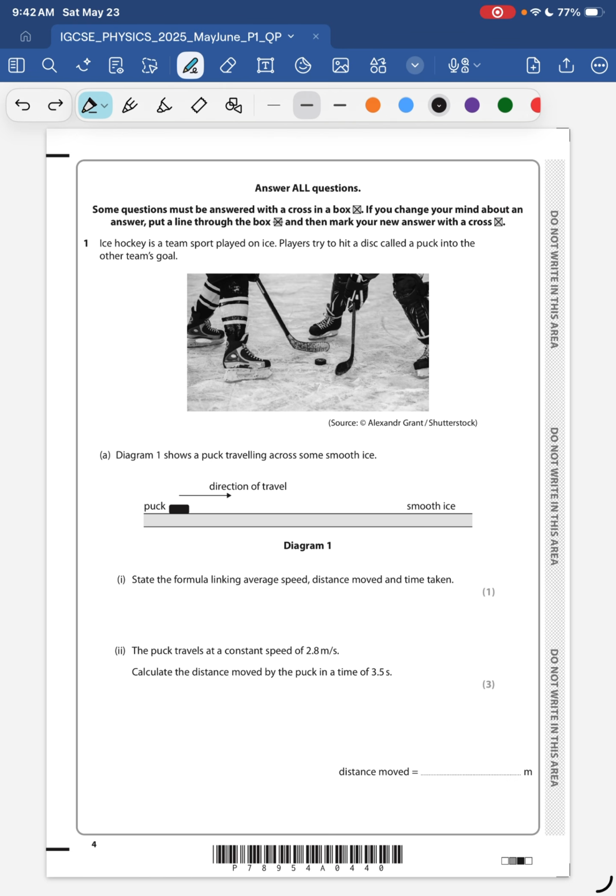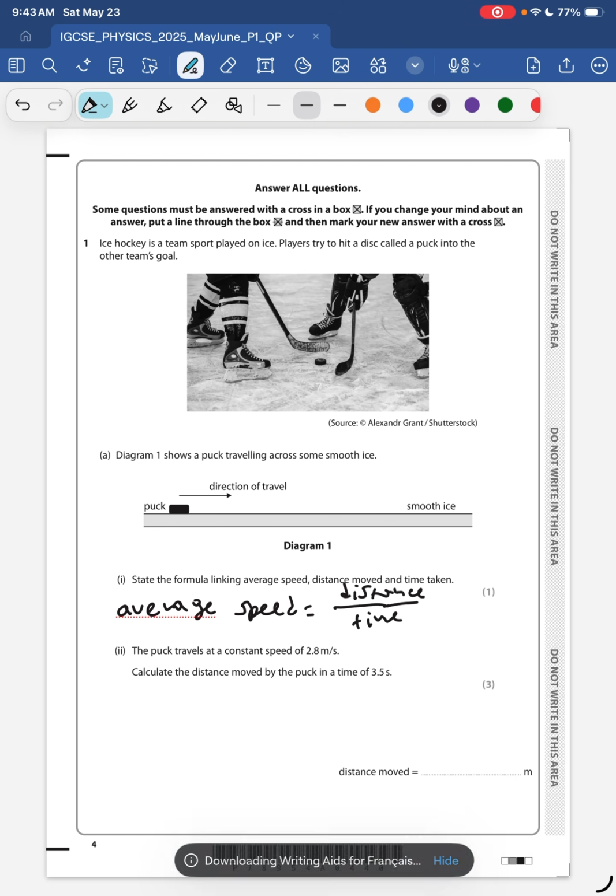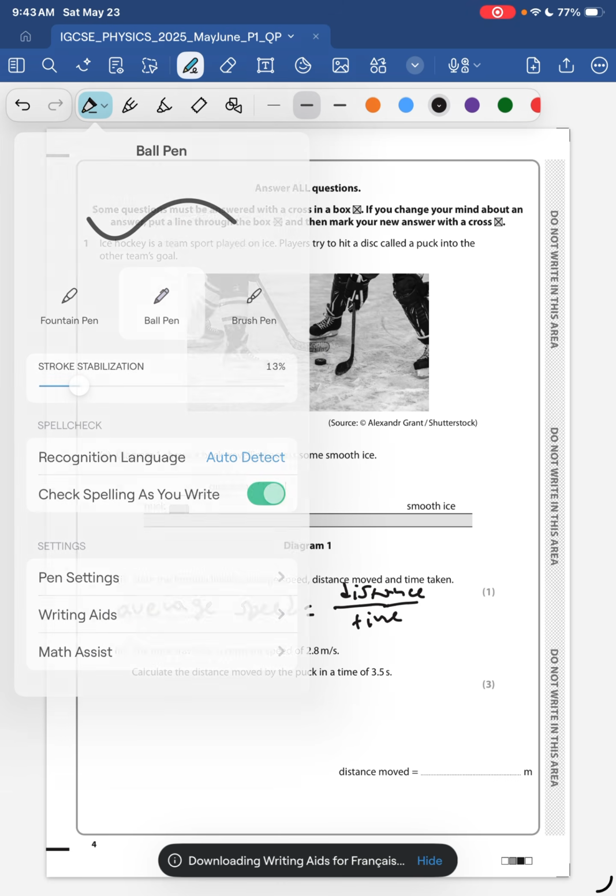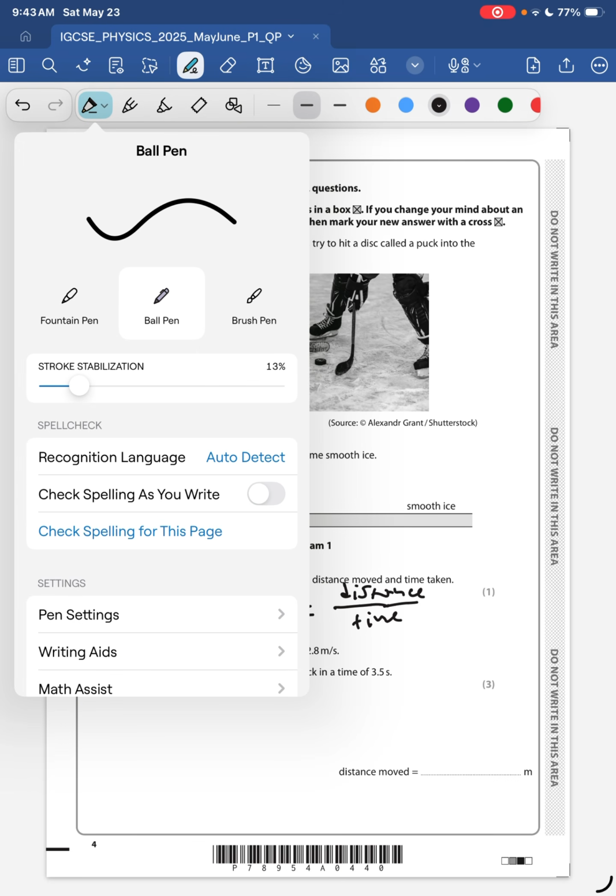Question A, diagram 1 shows a puck traveling across some smooth ice. State the formula linking average speed, distance moved, and time taken. So of course, this is an easy one. So average speed is distance over time, right? Distance over time, and I think they actually give you this formula in the back of the paper.